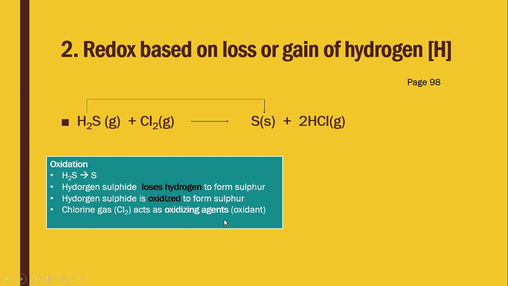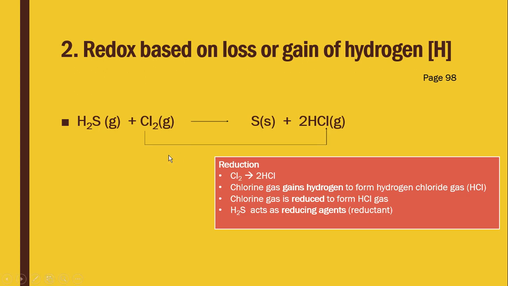Okay, so let's look at the reduction process. Chlorine gas becomes hydrogen chloride gas. Initially chlorine gas has no hydrogen, right? After the reaction it has hydrogen. So chlorine gas gains hydrogen to form hydrogen chloride gas. And we can say in other words, chlorine gas is reduced to form hydrogen chloride gas. So here hydrogen sulfide is known as the reducing agent, because it has reduced chlorine gas to hydrogen chloride gas.